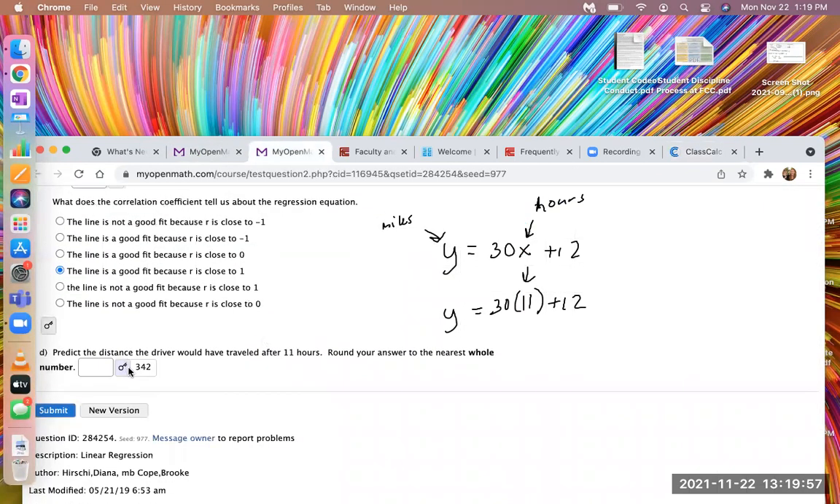And that is using the line that we came up with. We were able to predict that if they did drive for 11 hours, it would take about 342 miles. All right.